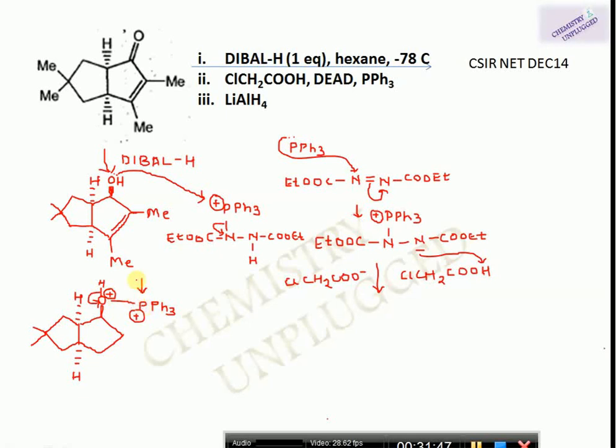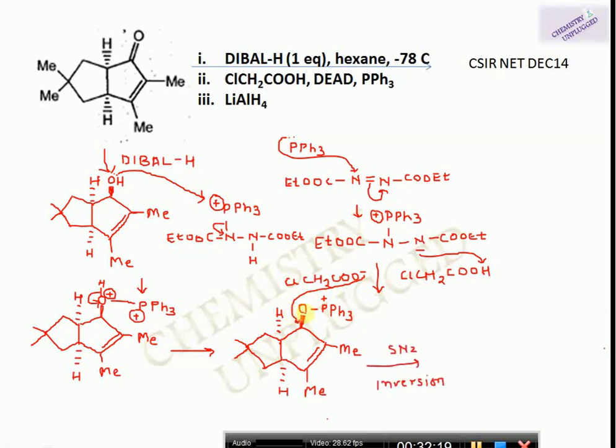next step we will use our nucleophile, monochloroacetate. So it will attack on this carbon atom and it will show the SN2 mechanism. So it is inversion in configuration and this bond will break, attaching this group here.